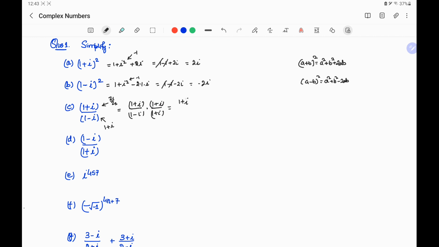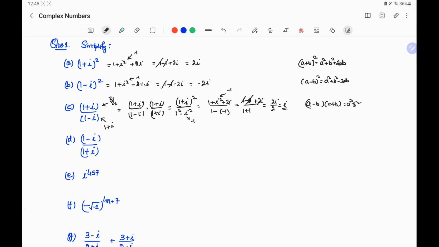So multiplying numerator and denominator by 1 + i, which is the complex conjugate of the denominator, we have (1 + i)² divided by, here we will use the identity (a - b)(a + b) = a² - b². So we will have 1² - i². On expanding the numerator, we have 1 + i² + 2i divided by 1 - i², and i² has the value -1. Here also we replace this i² by -1, so it will be 1 - 1 + 2i divided by 1 + 1. 1 and -1 get cancelled. So it is 2i/2, that is equal to i.